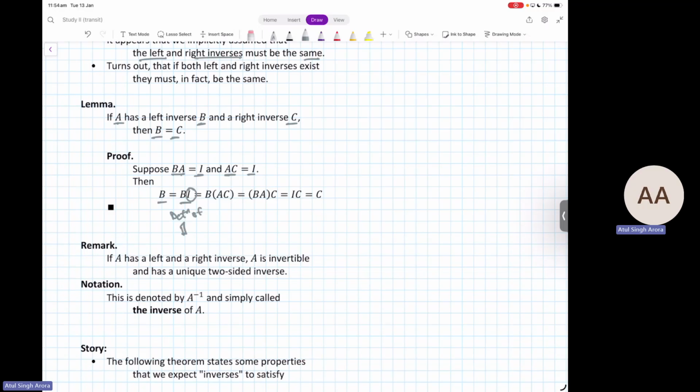And now we know that AC is identity, so we can substitute for identity with AC, and matrix multiplication is associative, so we can multiply BA first instead of AC, and then we know BA is identity already, and so therefore you get C equals B. Is that good?